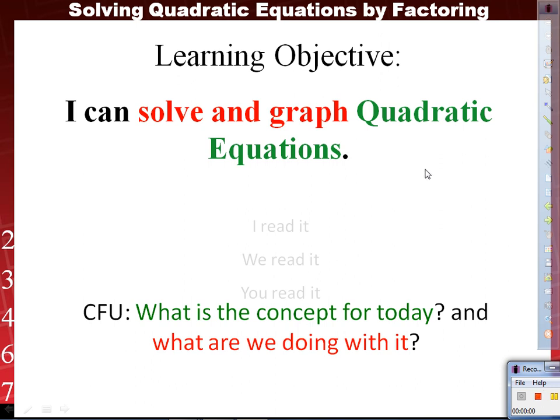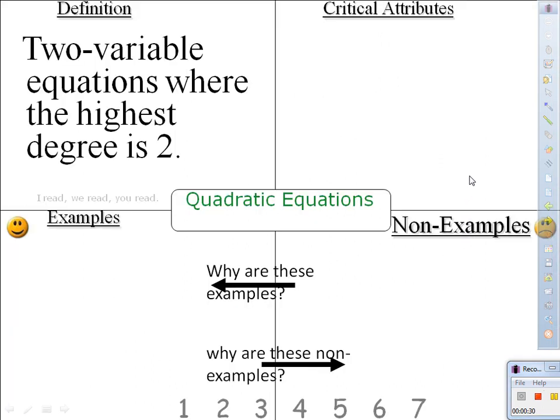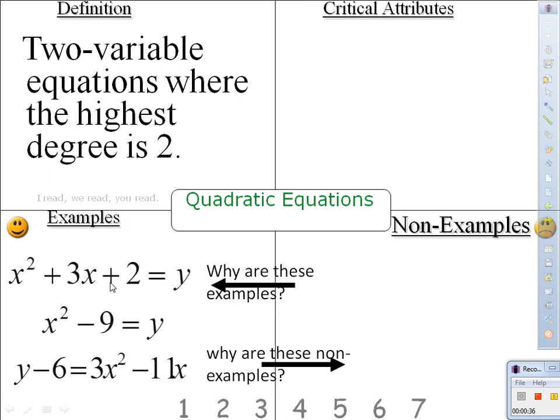And that's where we need to make sure that we are certain as to what we're looking at. Quadratic equations, what are they? They are two variable equations where the highest degree is 2. Examples: x squared plus 3x plus 2 equals y, x squared minus 9 equals y, y minus 6 equals 3x squared minus 11x. Copy that, please.